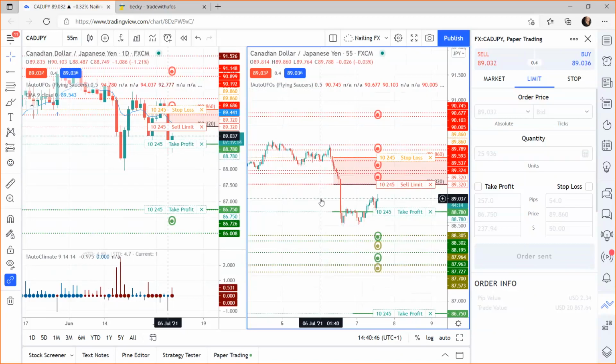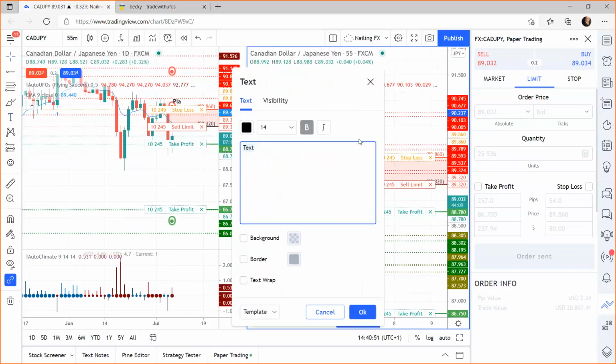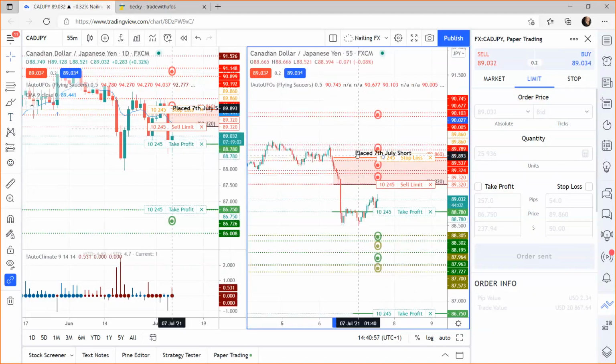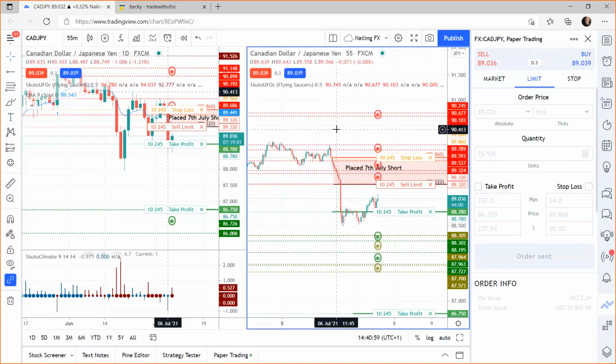Okay, so we have this trade in here. I'm just going to make a little note for myself here. So placed 7th July short. I'm just going to put that in there so it's easier to see next time when we place this trade.